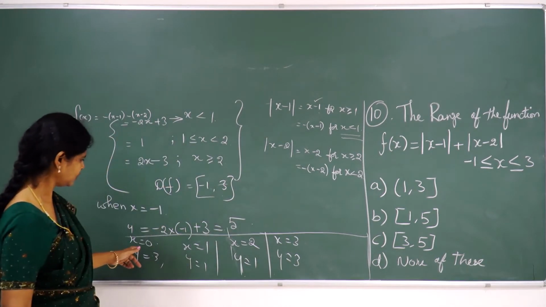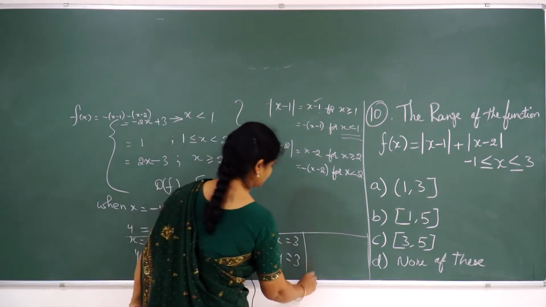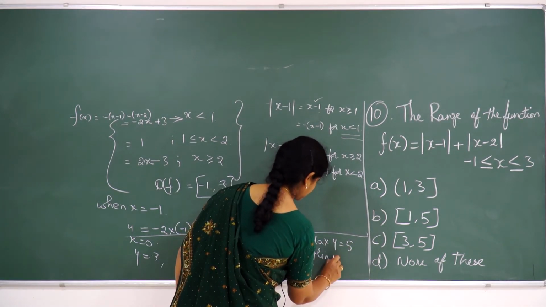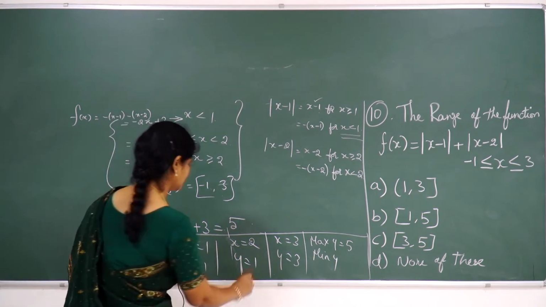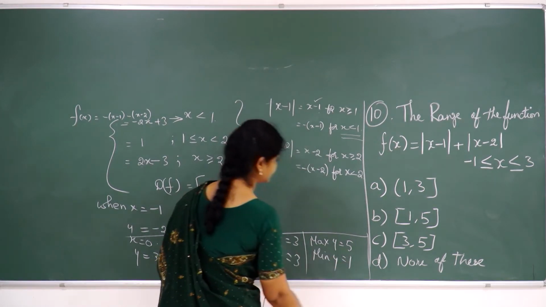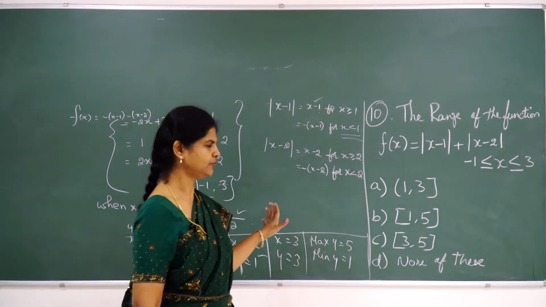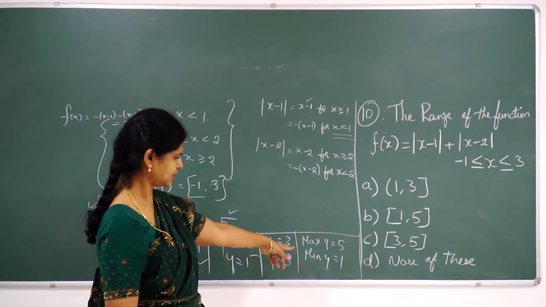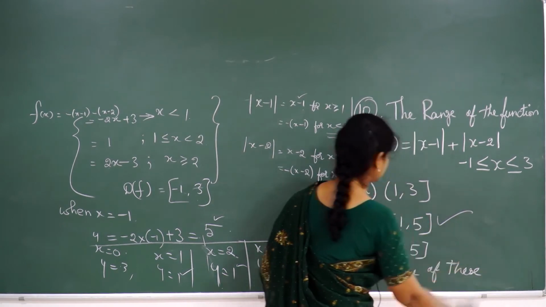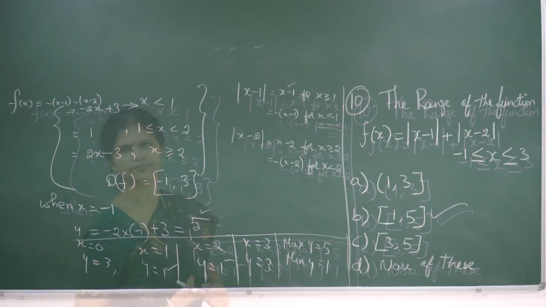So here the y values start with the maximum value, which is 5. So the maximum y is 5 and the minimum y, the smallest value, is 1. So these are the minimum value and the maximum value. So the range of the function is given by the closed interval 1 to 5. When you draw the graph you can understand. So the range of the function is 1 to 5, which comes in option B. So option B is the correct answer. The range of the modulus function is given by 1 to 5.